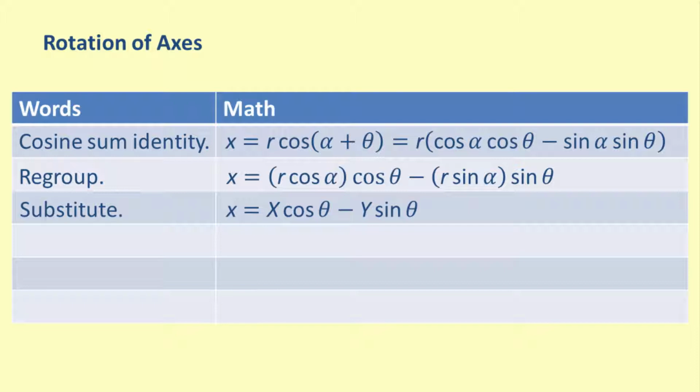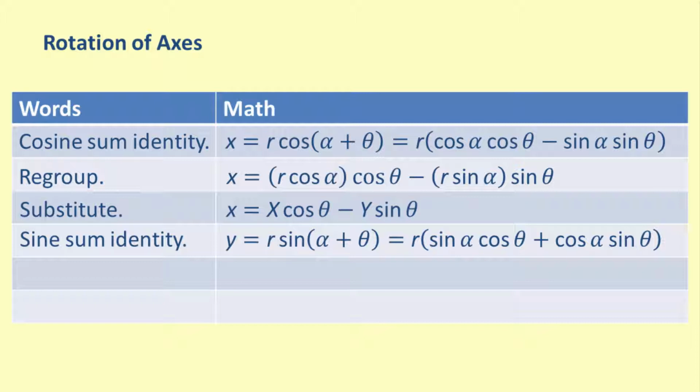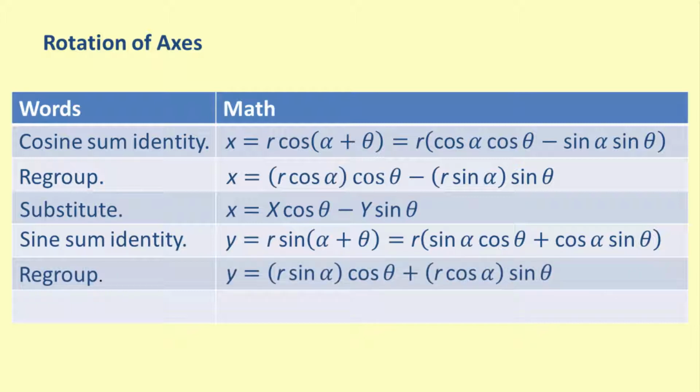We can then duplicate this process for the y term. Begin by using the sine identity for a sum. We have y equals r times sine of the quantity alpha plus theta, which equals r times the quantity sine of alpha times cosine of theta, plus cosine of alpha times sine of theta. Next, eliminate the parentheses and group r with the alpha terms. So, y equals the quantity r times sine of alpha times cosine of theta, plus the quantity r times cosine of alpha times the sine of theta. Then, substitute according to the relationships as before to get y equals capital Y times cosine of theta plus capital X times sine of theta.